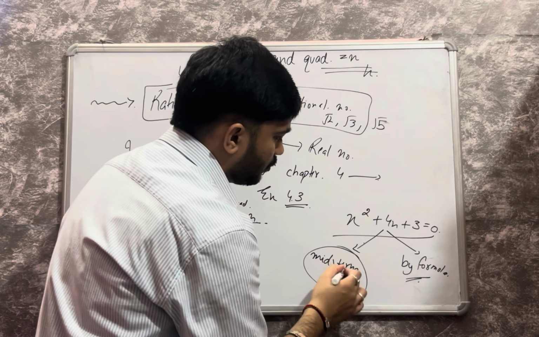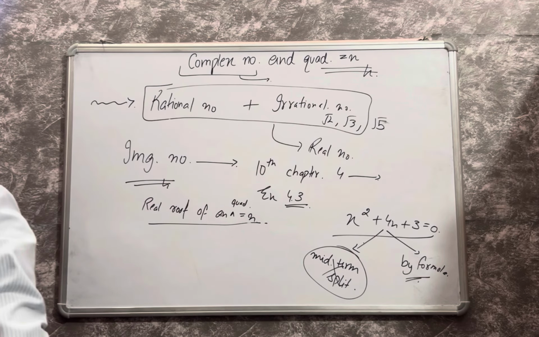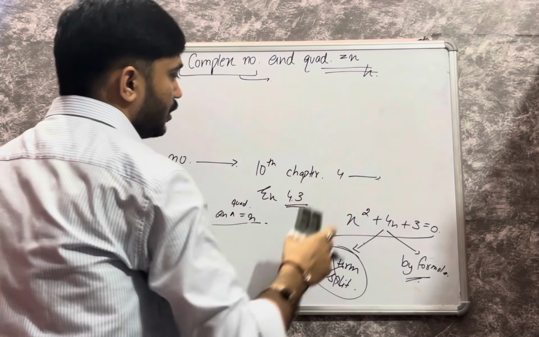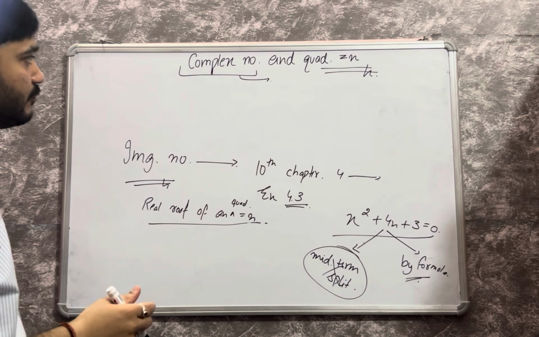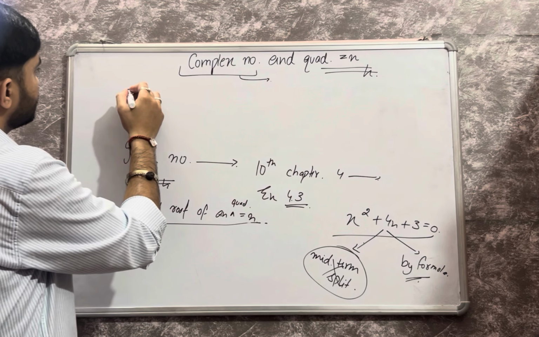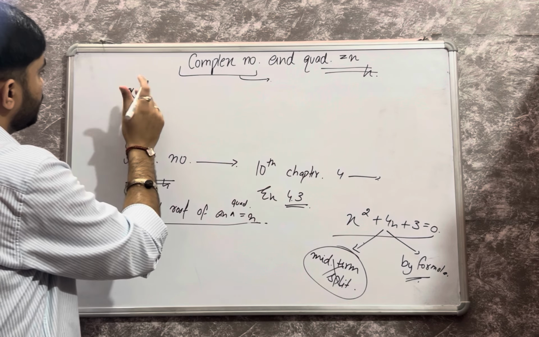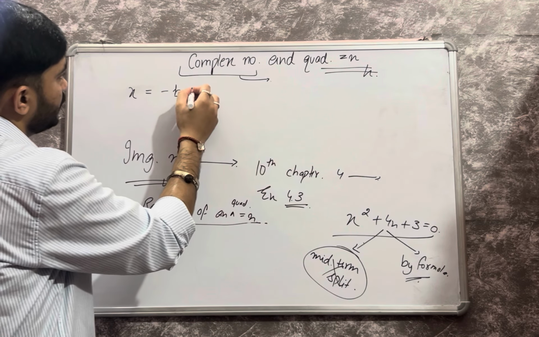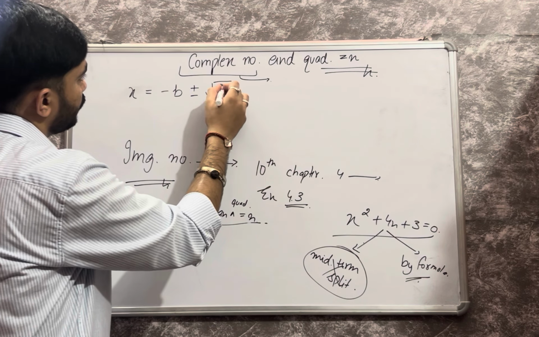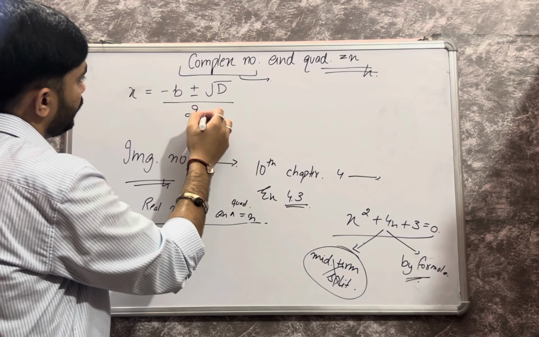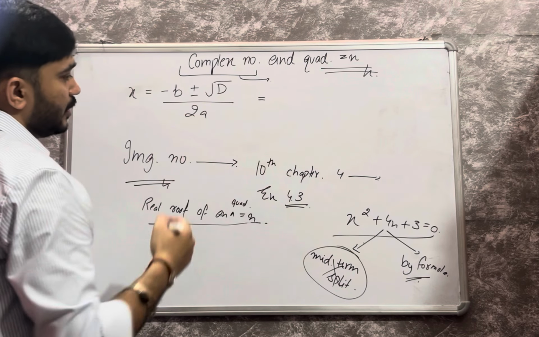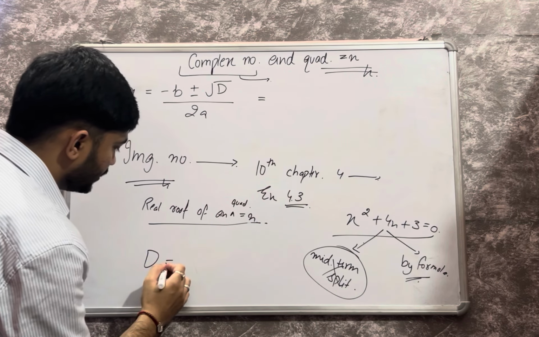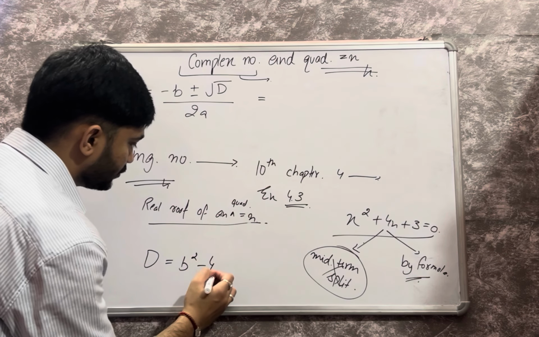We are not going to talk about the first, but we are going to understand what is by formula, how we find the real roots by formula. The formula is, let us say x is equal to minus b plus minus under root of D divided by 2a. Here we find the value of D, and how we find the value of D? D is equal to b square minus 4ac.